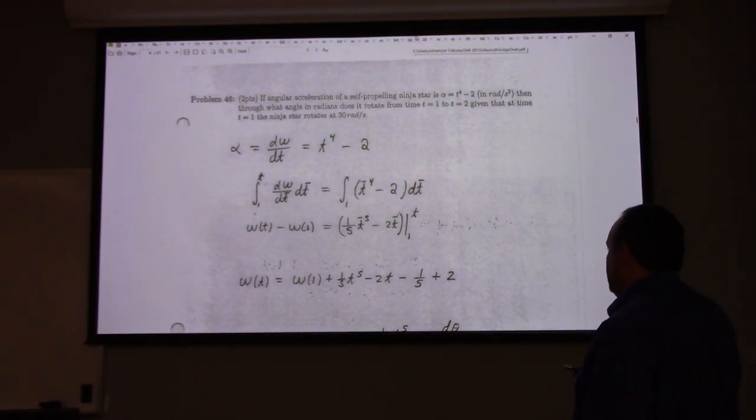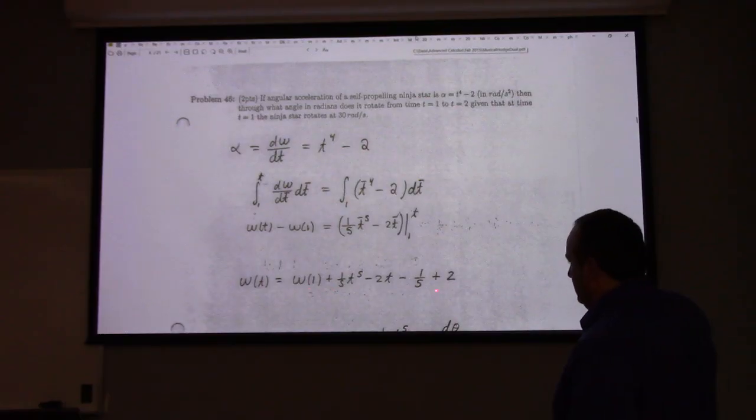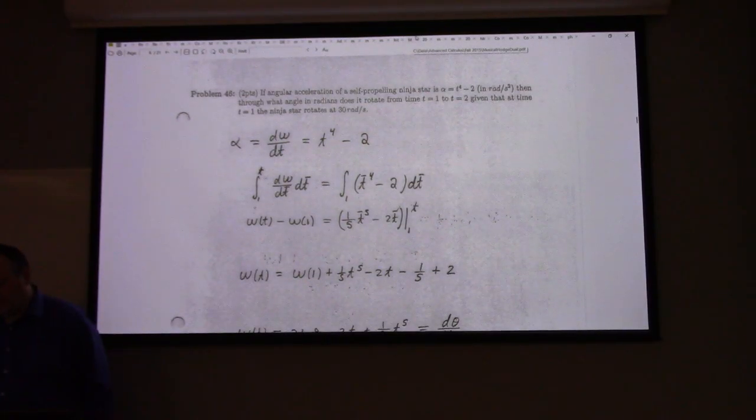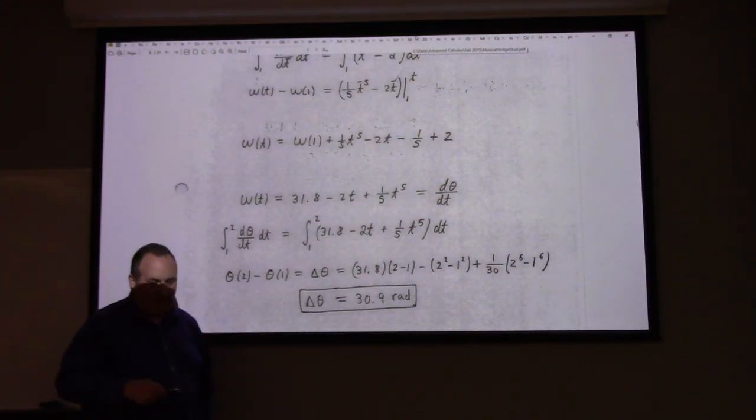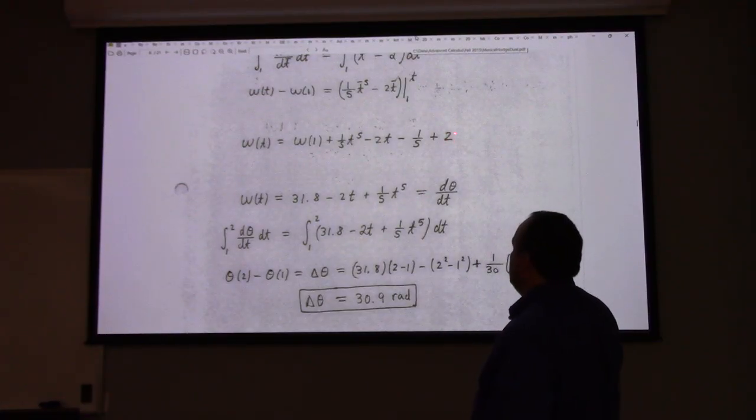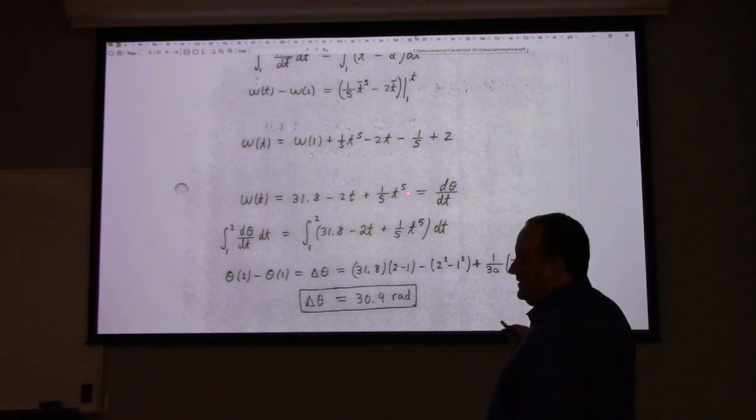So we have this, and we integrate. When we do that, if I integrate from 1 to t, I know omega of 1 is 30, so I can put that in, and then I can do this integral. And that gives me this, right? But I know that this is 30. So of course, I get 30 plus 2 is 32, 32 minus 0.5 is 31.8, right? So there's my angular velocity at time t.